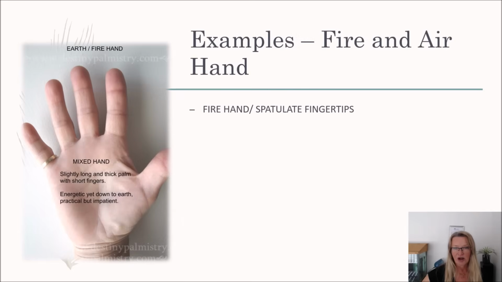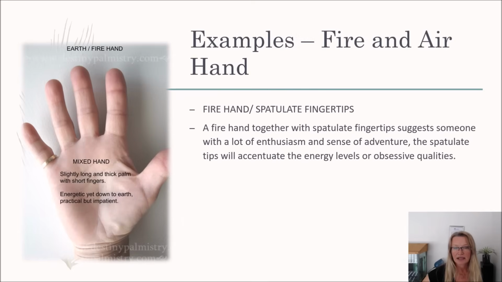The fire and air hand. The fire hand is the larger palm with the shorter fingers, and if that person has spatulate fingertips, it suggests a lot of enthusiasm, a sense of adventure. The spatulate tips accentuate the energy levels or obsessive qualities of the already enthusiastic fire.